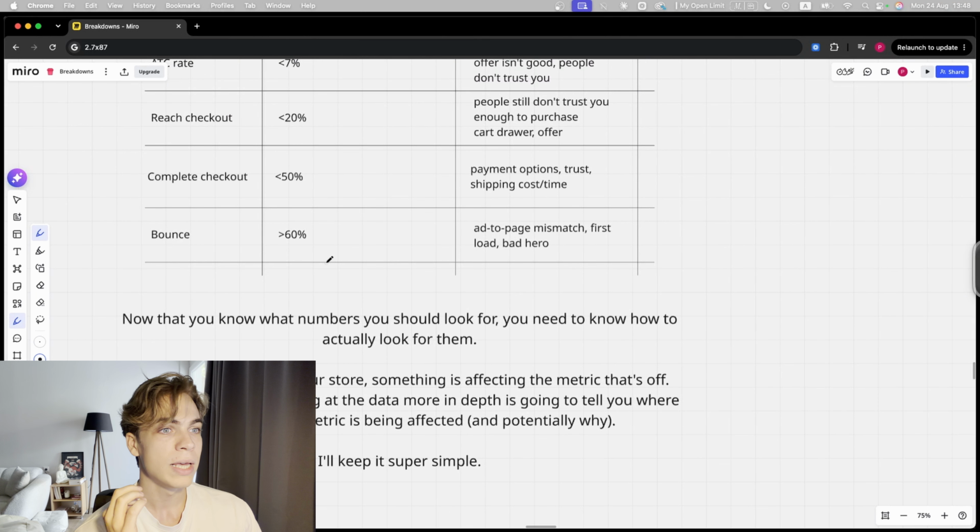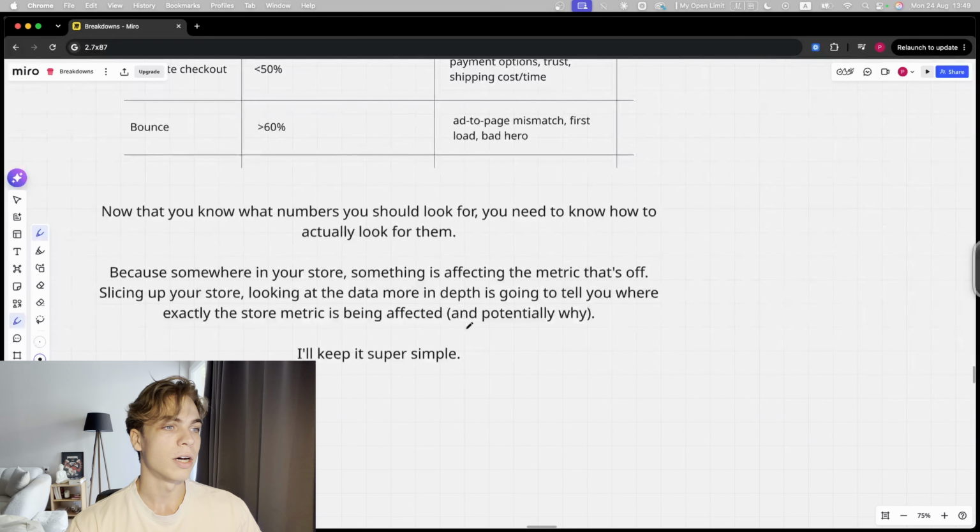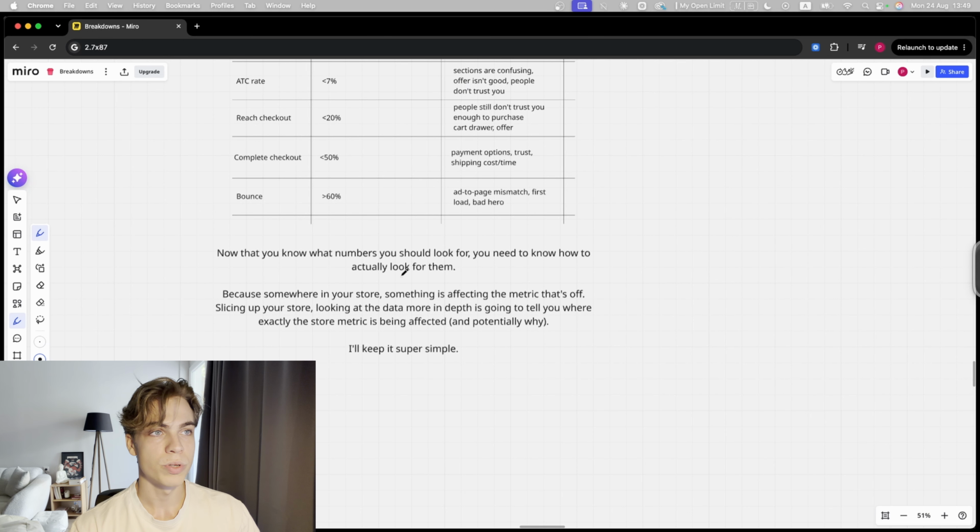So now that you actually know what numbers you should look for, you need to know how to actually look for them, because like I said, somewhere in your store something is affecting these metrics, or the one metric that is off. So slicing up your store and looking at the data much more in depth is going to tell you where this store metric is actually being affected and potentially why. And I'll keep all of this super simple, as I said.